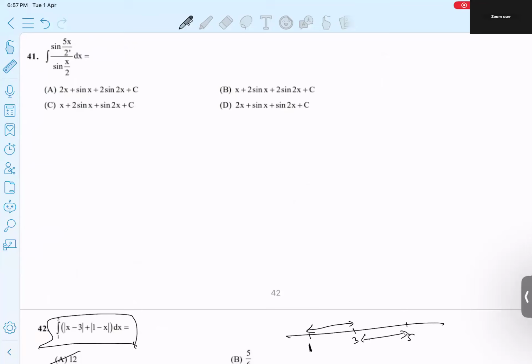This is not difficult. It is lengthy. This question, particularly question number 41, is not difficult, but it is a bit lengthy. We just have to be fast enough with the trigonometry.